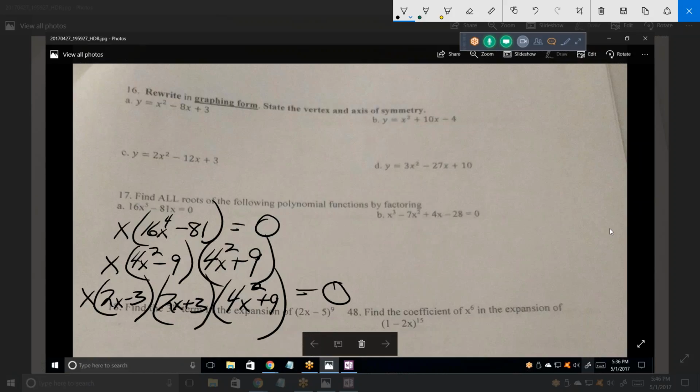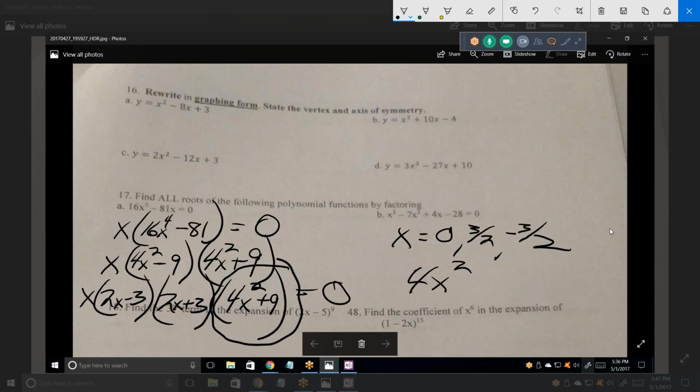So what are my solutions to start with? Find all roots. What are they? X equals 0, 3/2, -3/2. And then finally, we got to find the root of that. So if I say 4x squared plus 9 equals 0, that means 4x squared equals minus 9. That means x squared equals minus 9/4. What's x equal? The square root of minus 9/4.